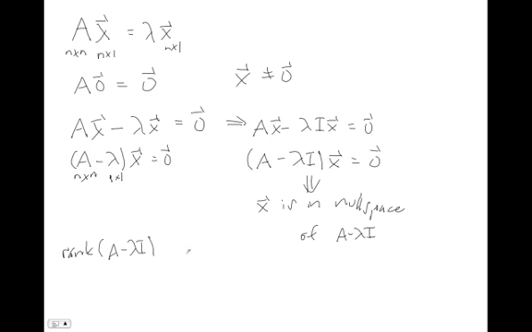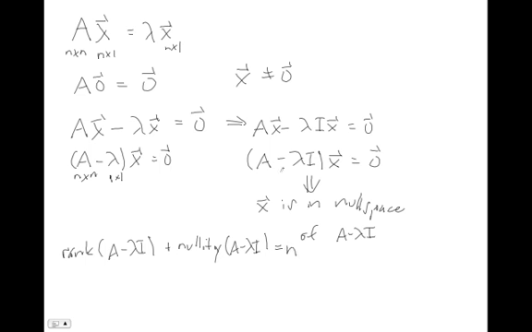And if we find the rank of A minus lambda I, that is equal to the number of linearly independent columns of A minus lambda I, which is also equal to the number of linearly independent rows of A minus lambda I. And if we find the rank, we know that the rank of this plus the nullity, which remember is the dimension of the null space, have to equal the number of columns. So they have to equal n.